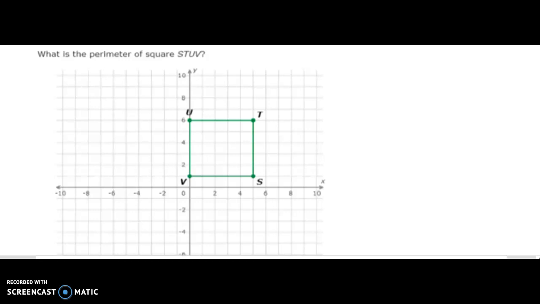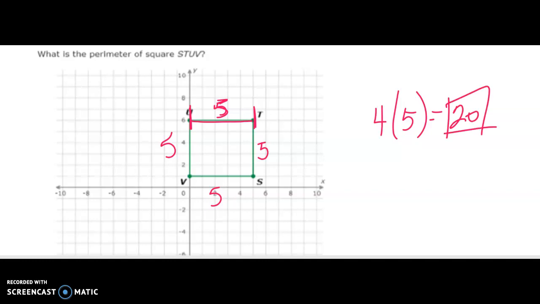Perimeter of a square. Because they were nice enough to tell us that it's a square, all I need to know is how long that is, and then multiply by 4, because all 4 sides are going to be the same length. So if it goes from 0 to 5, so this is 5, and this is 5, and this is 5, and the perimeter is all the sides added up, so I have 4 5s, so the perimeter is 20.